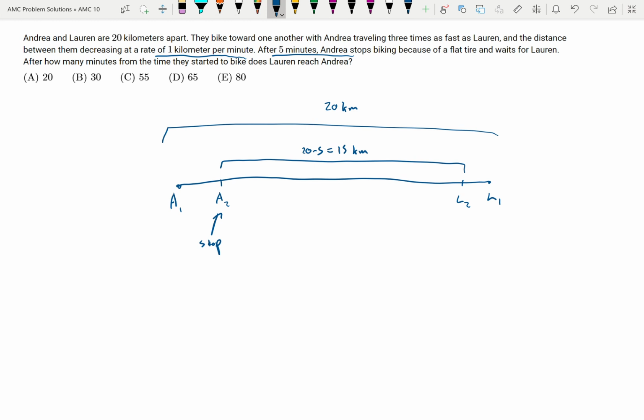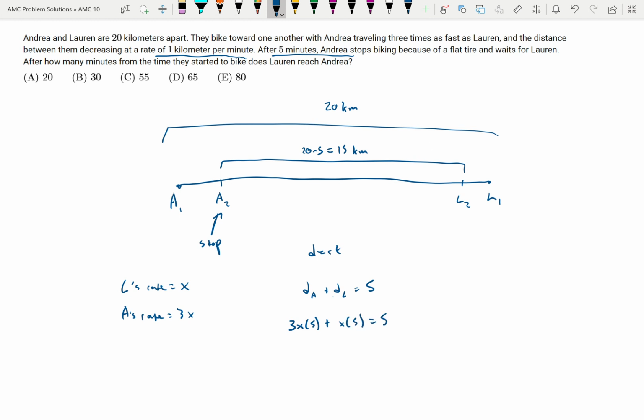Another thing we're told is Andrea travels 3 times as fast as Lauren, so we can say Lauren's rate is equal to x, and let's have Andrea's rate equal to 3x. Another thing is, the distance that Andrea traveled before she stopped plus the distance that Lauren traveled before she stopped is equal to 5 kilometers. Since distance is equal to rate times time, I'm just going to plug in Andrea's rate, which is 3x times the 5 minutes, plus Lauren's rate, which is x, times 5, is equal to 5.